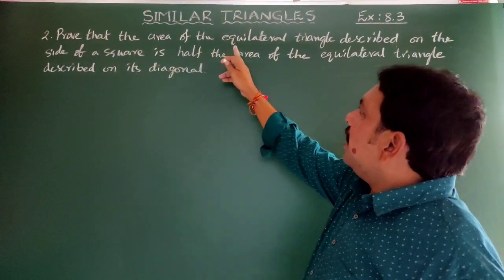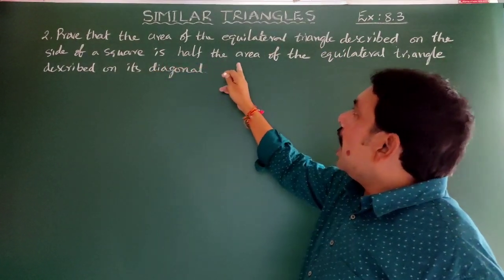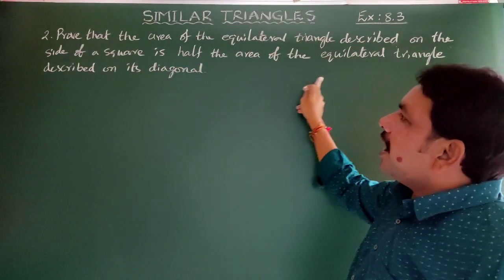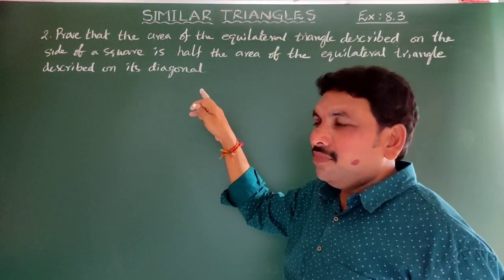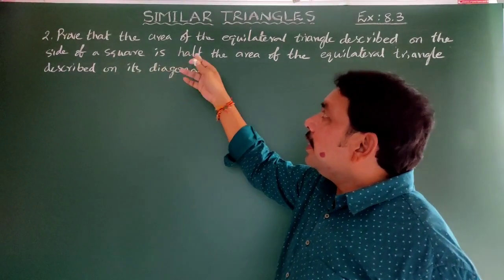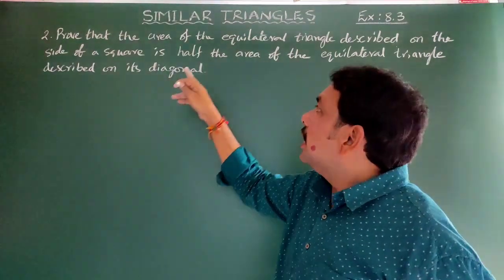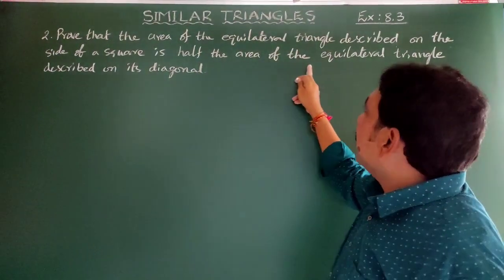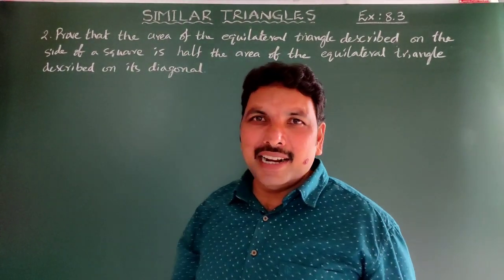Prove that the area of the equilateral triangle described on the side of a square is half the area of the equilateral triangle described on its diagonal. Understood the sum? Prove that the area of the equilateral triangle described on a side of a square is equal to half of the area of the equilateral triangle described on its diagonal.